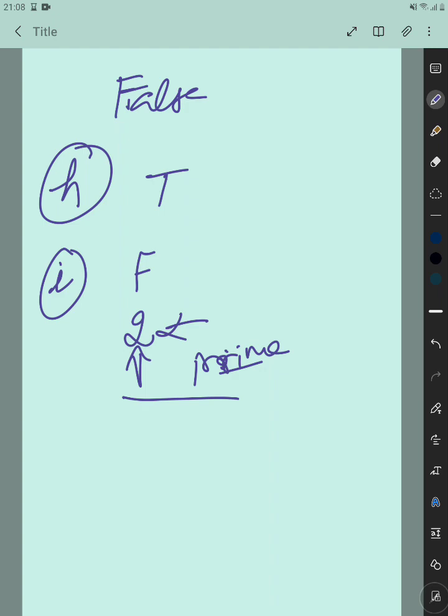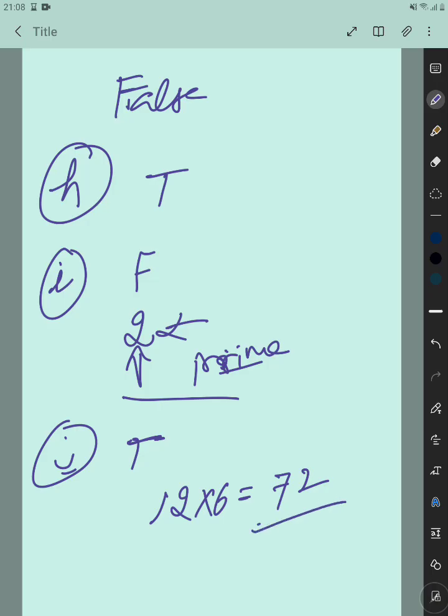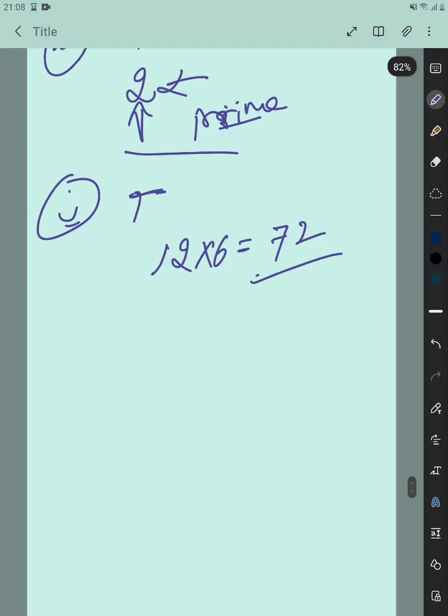Now J. What is J? The product of two even numbers is always even. This is true. It's always even. Take any example. Take 12 multiplied by 6. You will get 72. So it will always be an even number. There is no doubt about it. So we have done question number 2, all parts.